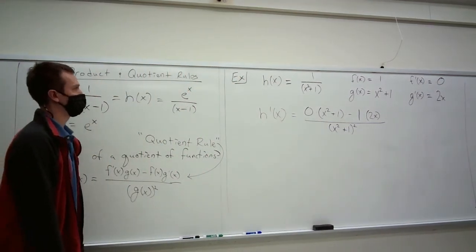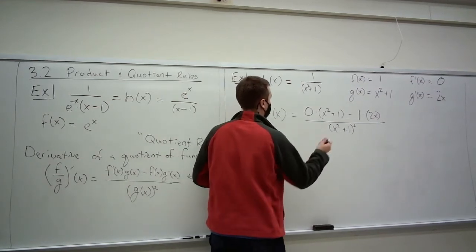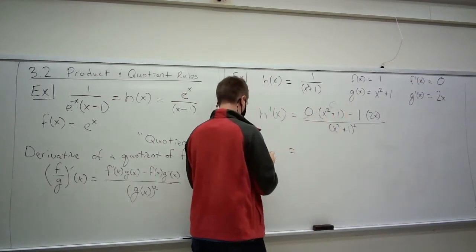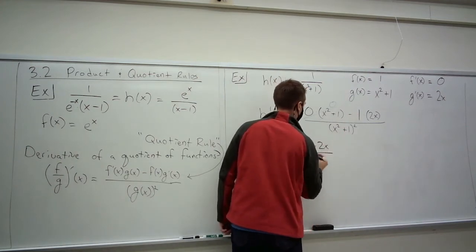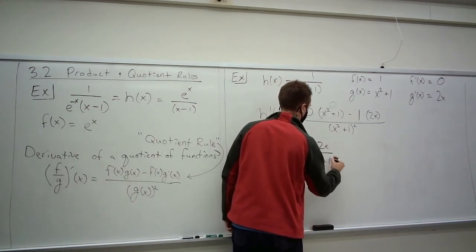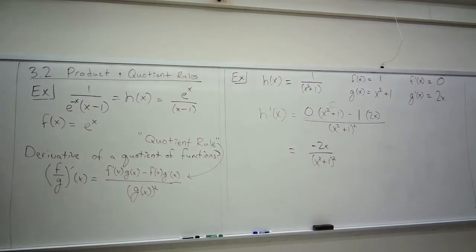And this is just... That's 0. This is minus 2x over x squared plus 1 squared. Done. Do I dare give you an example with a product rule inside a quotient rule? I dare.